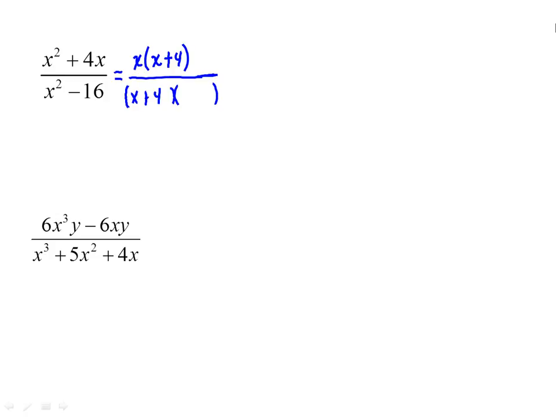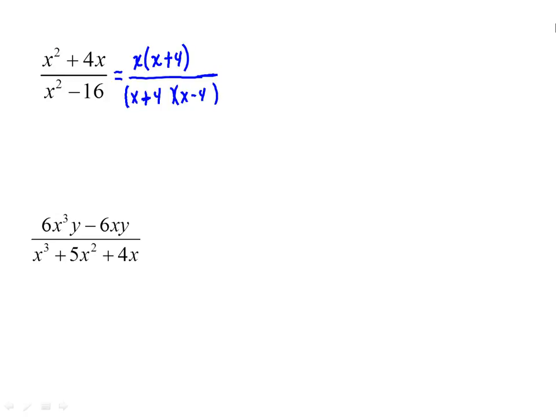X plus 4 and x minus 4. They have to be opposite signs. Now, how are we going to reduce after we factor? Watch this. In order to reduce a rational expression, a fraction with algebra, you're going to cancel out like factors.